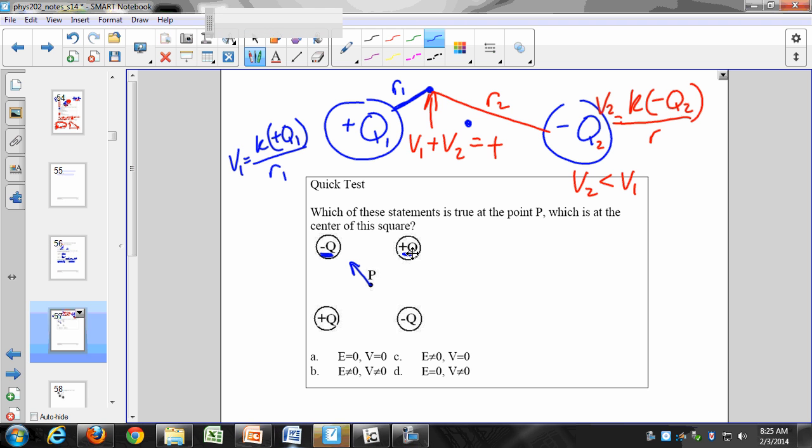The electric field due to this charge is in this direction, due to this charge is in this direction, and due to this charge is in that direction. So the electric field is 0. And because I have equal numbers of positive and negative charges, and I'm equidistant from all of them, my potential adds up to equal 0.